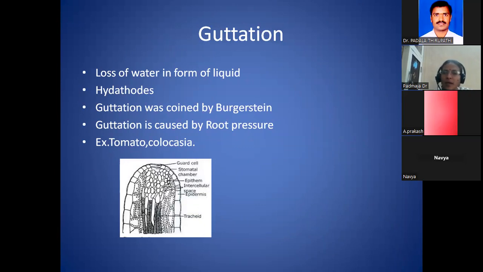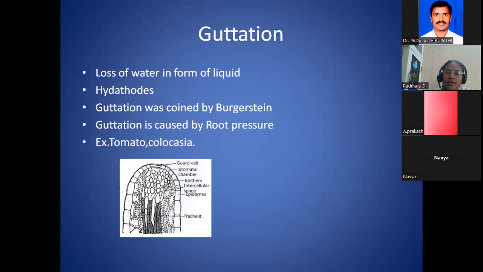Related to this, there are different types of transpiration. About 95% of transpiration takes place by the stomata, and some part takes place by cuticular transpiration. Some will be lenticular transpiration. If water is lost in the form of water vapor, it is called transpiration. If it is lost in the form of liquid, it is called guttation.